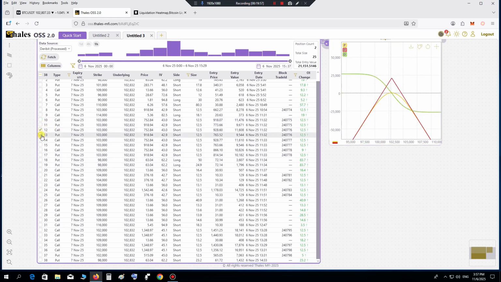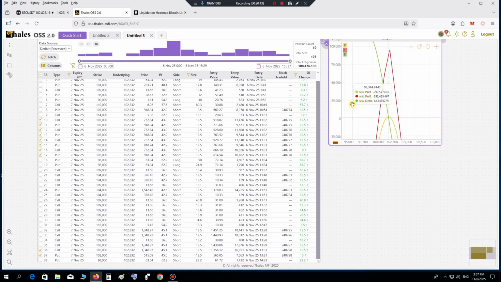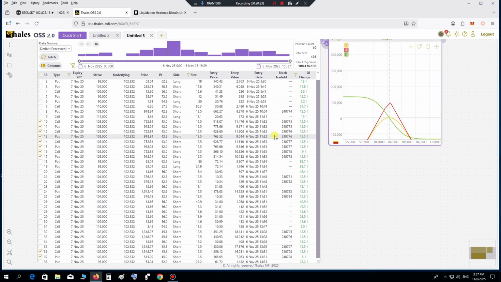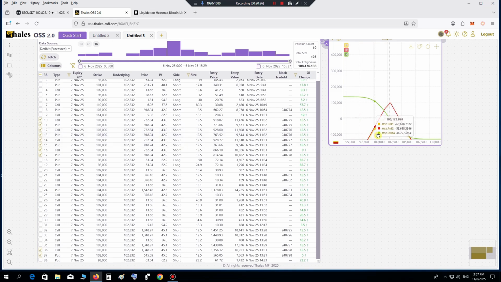Let's add this up together, combine the straddles. See, this one is a straddle and this one is also a straddle. And this last one, let's see what it is. This one is also somewhat of a straddle. So in total, we have about 125 Bitcoin in a short straddle strategy, with a floor at 101 and a ceiling at 104,500.